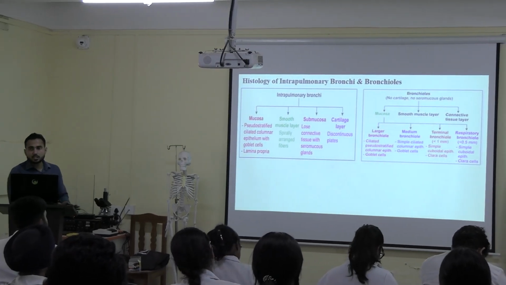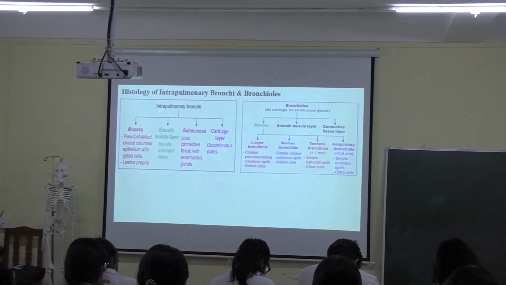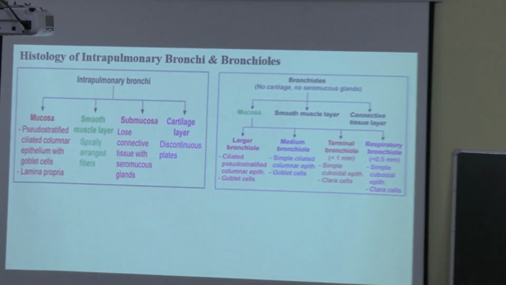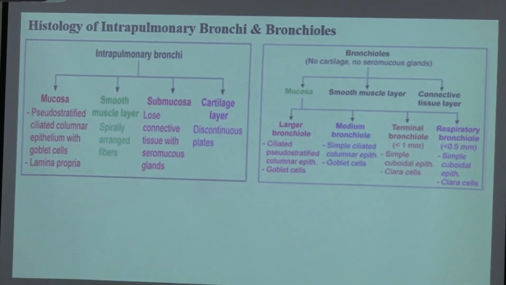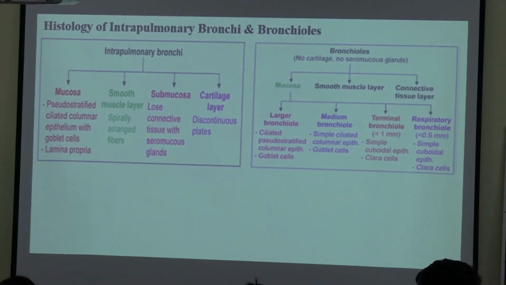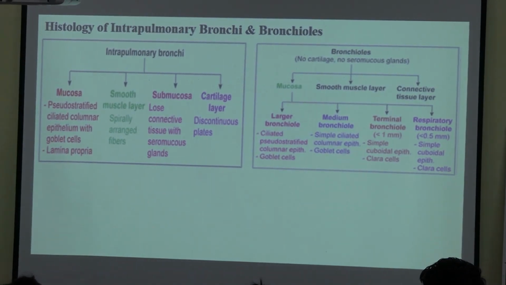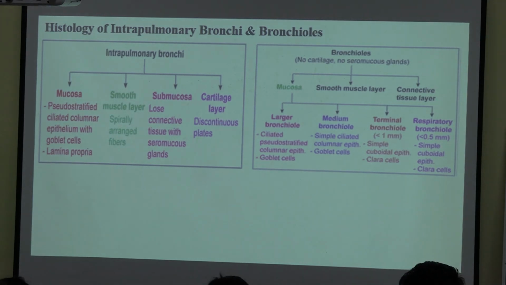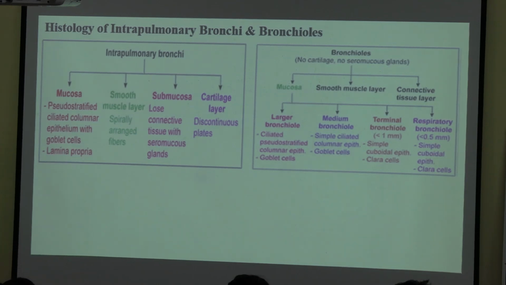Next, here you can see the differences between the intrapulmonary bronchi and the bronchioles. If you remember the layers of the trachea, that will help you to understand. I don't know whether you have studied the trachea or not. If you remember the layers of the trachea, you can see there are some similarities, but the layers which are present are not the same as the trachea. Some differences are there. Do you remember the layers of trachea, anyone? What is the first layer in case of trachea?